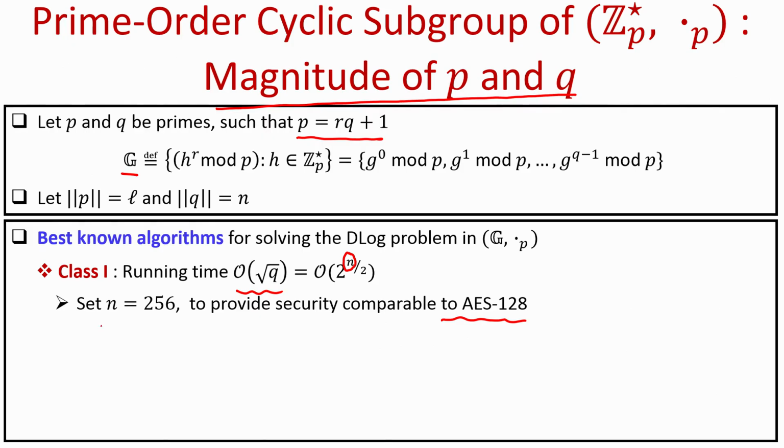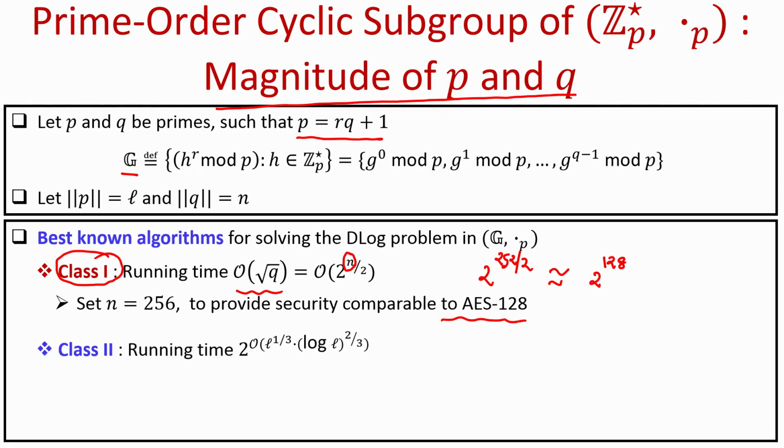So, if we instantiate any cryptographic primitive based on the hardness of the D-log problem by selecting a cyclic subgroup of Zp star and setting n equal to 256, then the best known algorithm of this class for solving the D-log problem will take time roughly of order 2 to the power 256 by 2, which is of order 2 to the power 128. That means we get the same level of security as AES 128 would have provided.